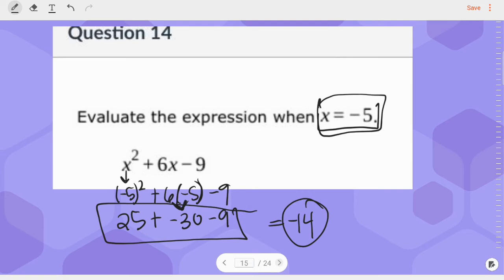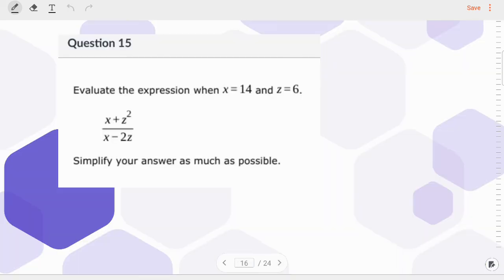Great. Moving on. 15. Evaluate the expression when x is equal to 14 and z equals 6. Here we go. 14. Now notice I'm replacing, here's the x, replacing it with a 14. I'm going to draw that fraction bar in just so you can see where I'm at. Plus z, parentheses for exponents, 6 goes inside that, parentheses, squared.